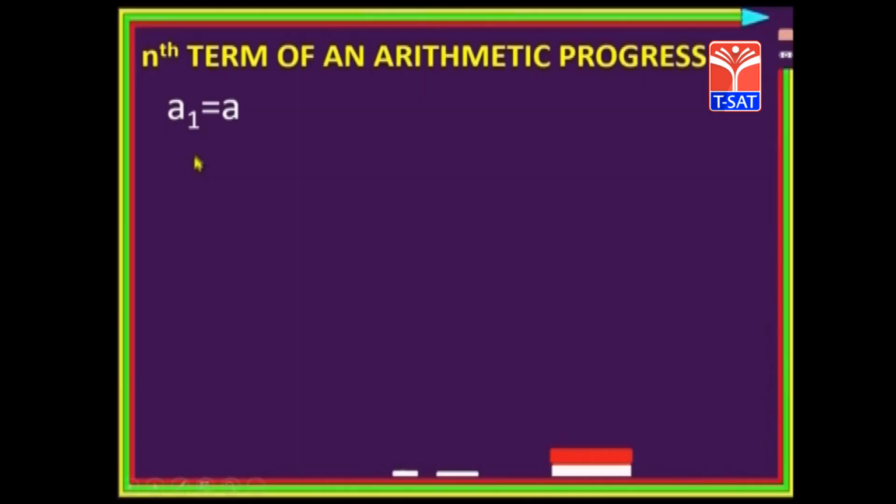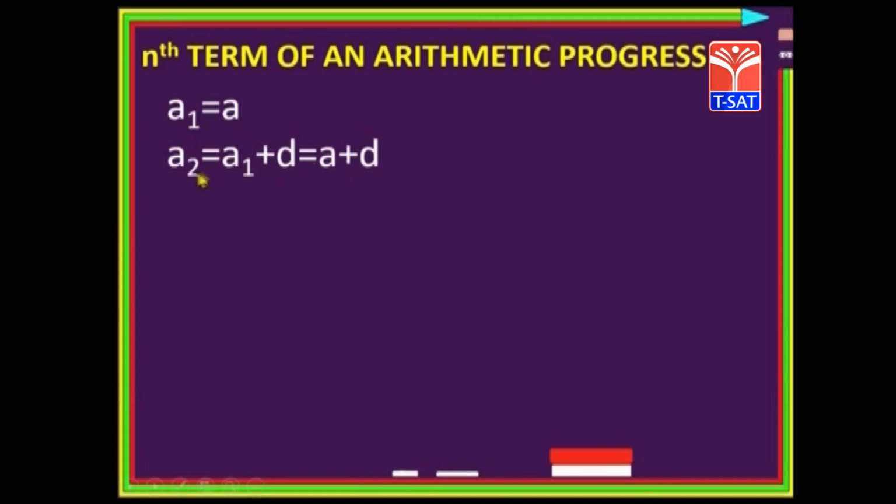Just now we have seen that A1, A2, A3, and so on up to An are terms of an arithmetic progression, right. Now we are going to find the nth term of an arithmetic progression. Okay, let us see. What is the first term? That is A1, which is denoted with A. We have to add a fixed number, the common difference D. Adding D to the first term, we get the second term A2, which is A plus D.